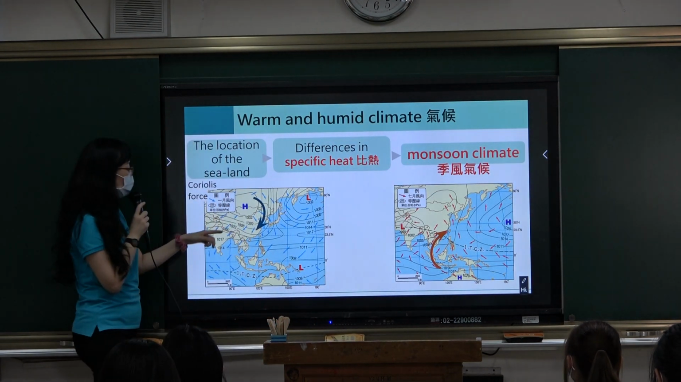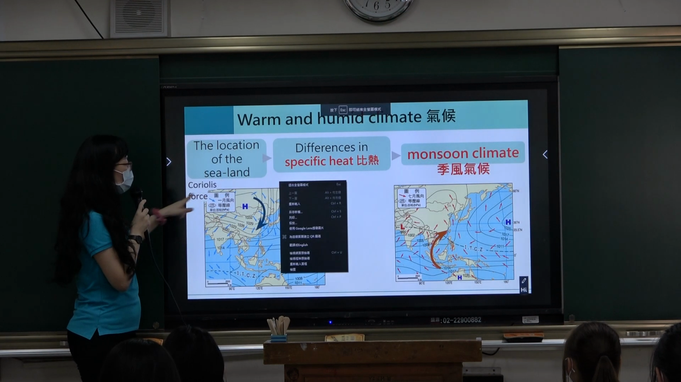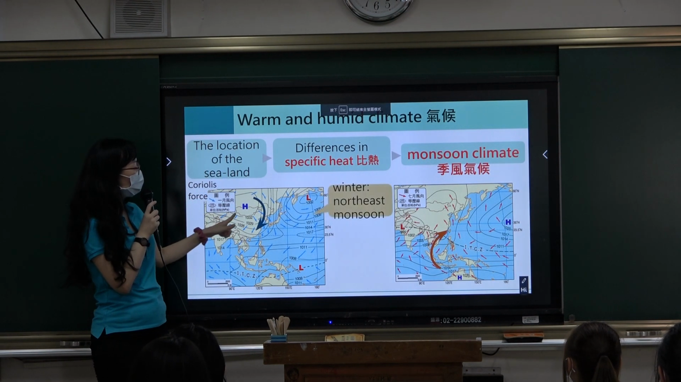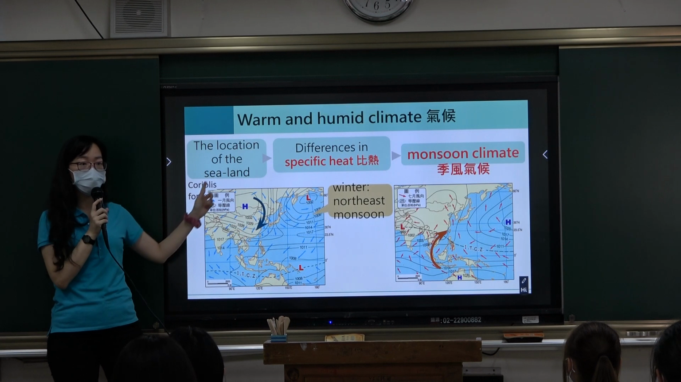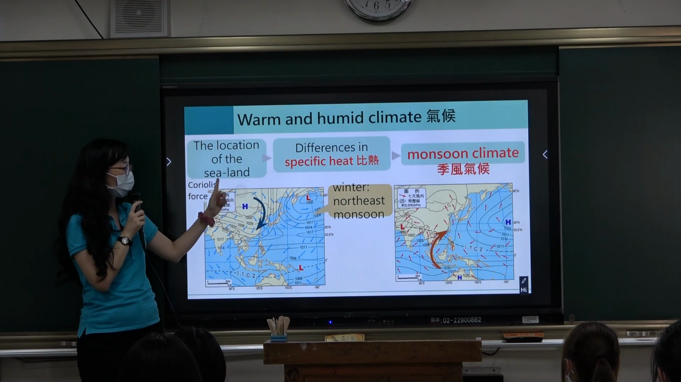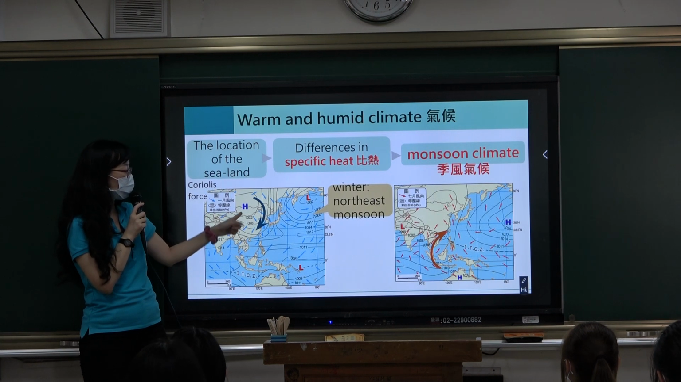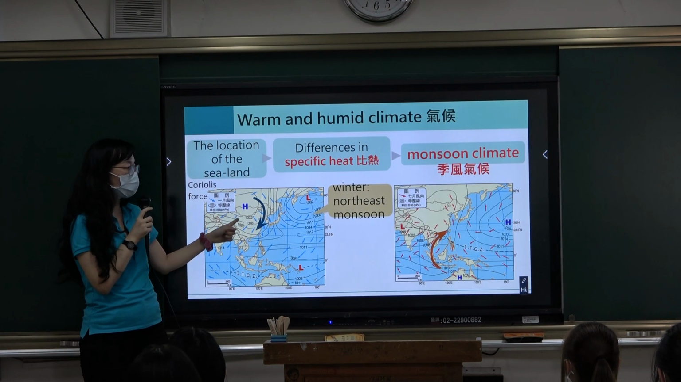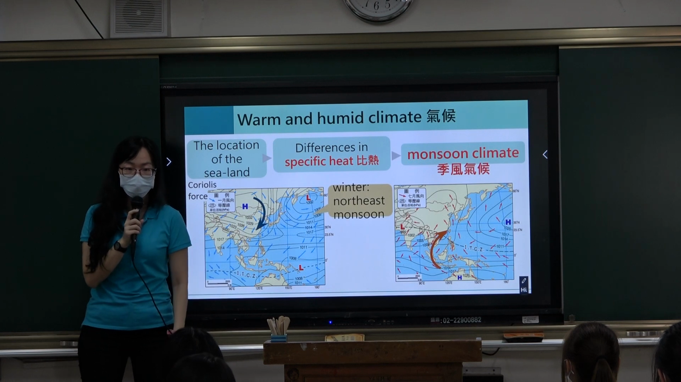So tell me that in winter we have the high pressure in Mongolia, this region. So the wind comes from a high pressure to a low pressure. So here in winter, which kind of wind is it in Taiwan?